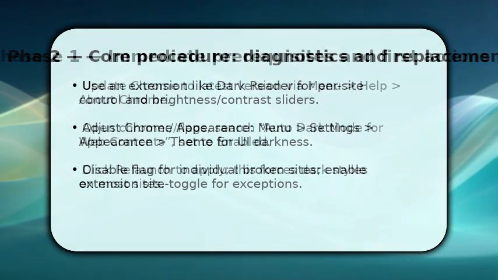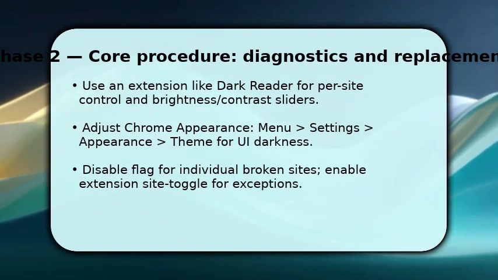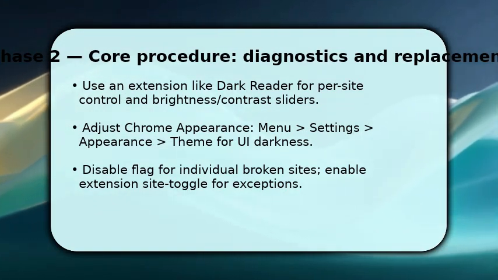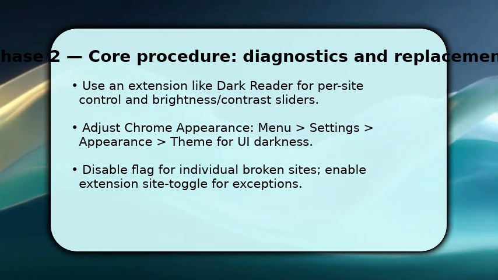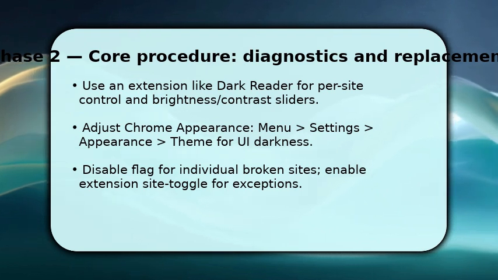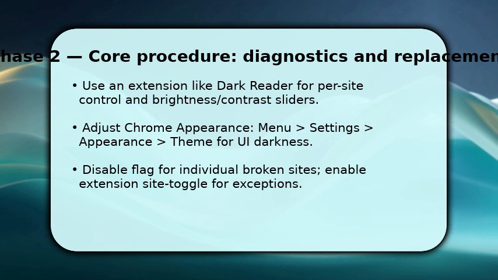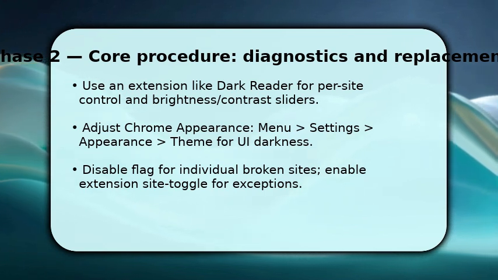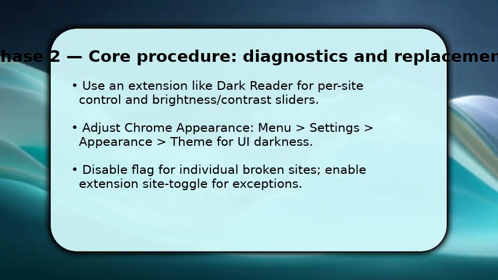Once the flag is active, you may want more control. Install Dark Reader or a similar extension to tweak brightness, contrast, and per site toggles. This gives cleaner, less aggressive inversion than the flag. Then, make sure Chrome's UI matches by going to Menu, Settings, Appearance and choosing a dark theme if needed.